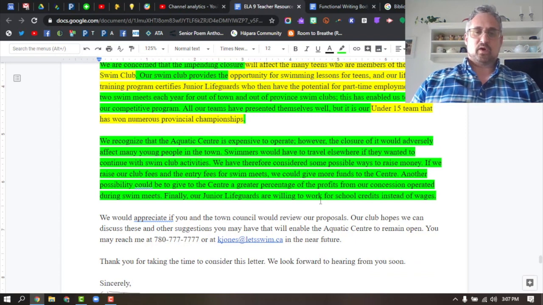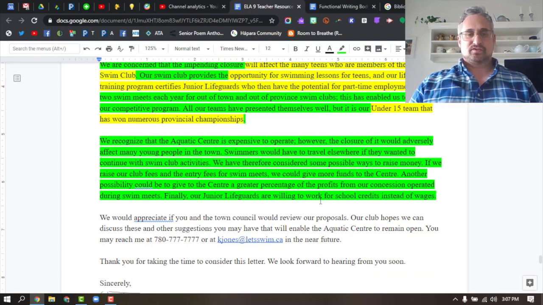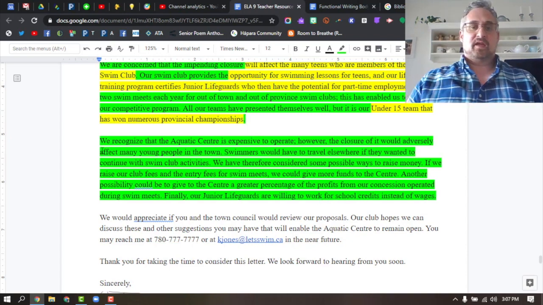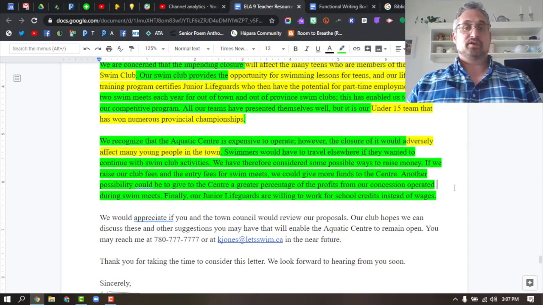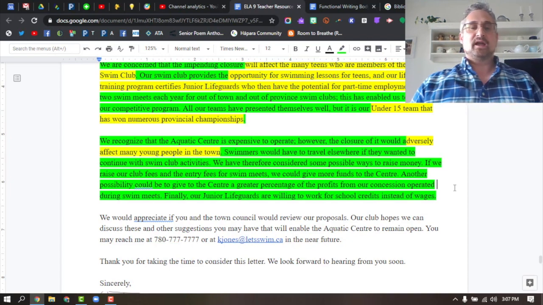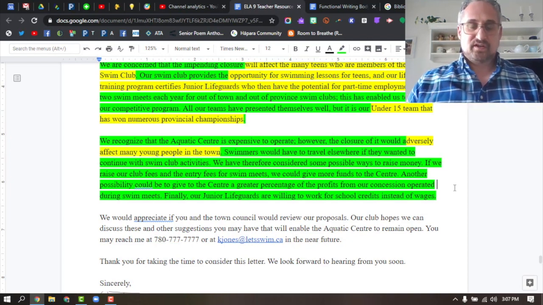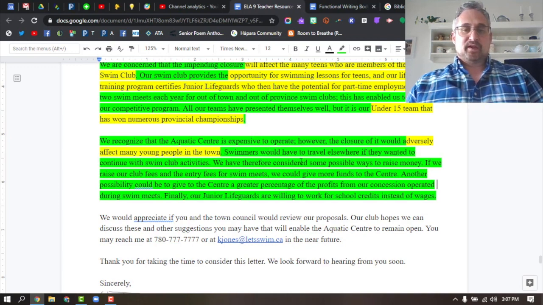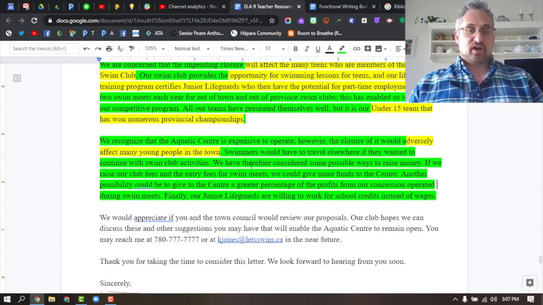We recognize that the aquatic center is expensive to operate, so giving them a reason why they may want to close it, and then stating very clearly that it would adversely affect many young people in town seems to me an important reason as to why they shouldn't close that particular aquatic center. And then that's backed up with a bit of information. So swimmers would have to travel elsewhere if they wanted to continue with the swim club activities.